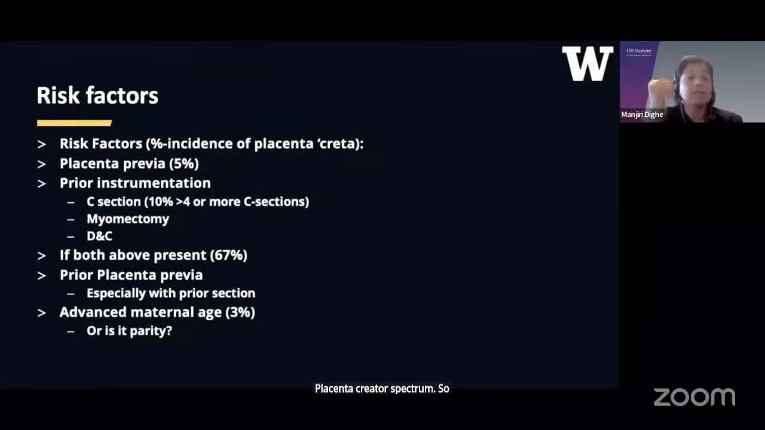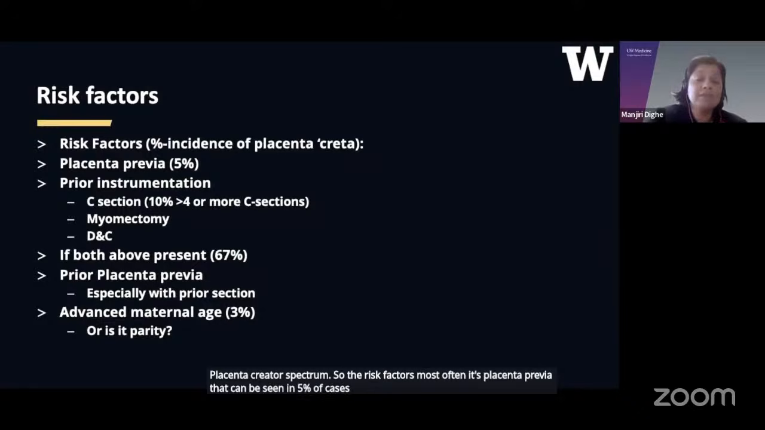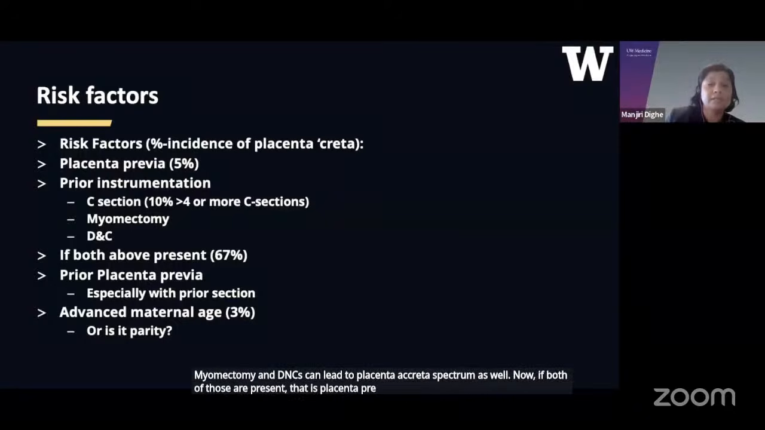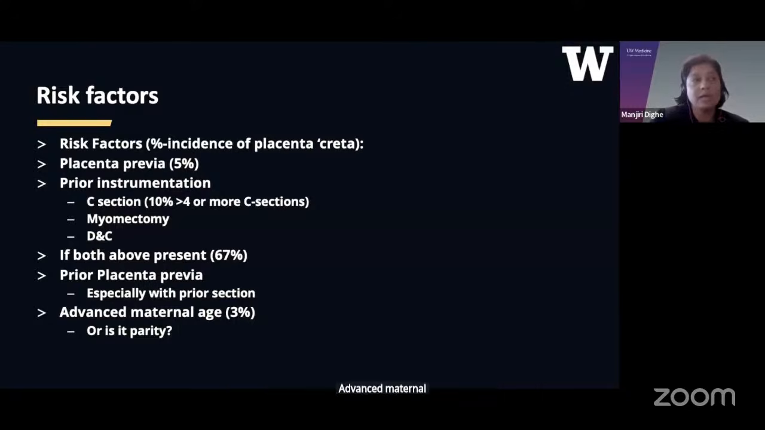So the risk factors, most often it's placenta previa. If there's prior instrumentation, most often C-section, that increases the incidence as we've seen, and it increases by 10% if there are 4 or more C-sections. Myomectomy and D&Cs can lead to placenta accreta spectrum as well. Now, if both of those are present, that is placenta previa and a C-section performed previously, the risk increases almost 67%. Advanced maternal age has been thought to be associated with an increased incidence of placenta accreta as well.